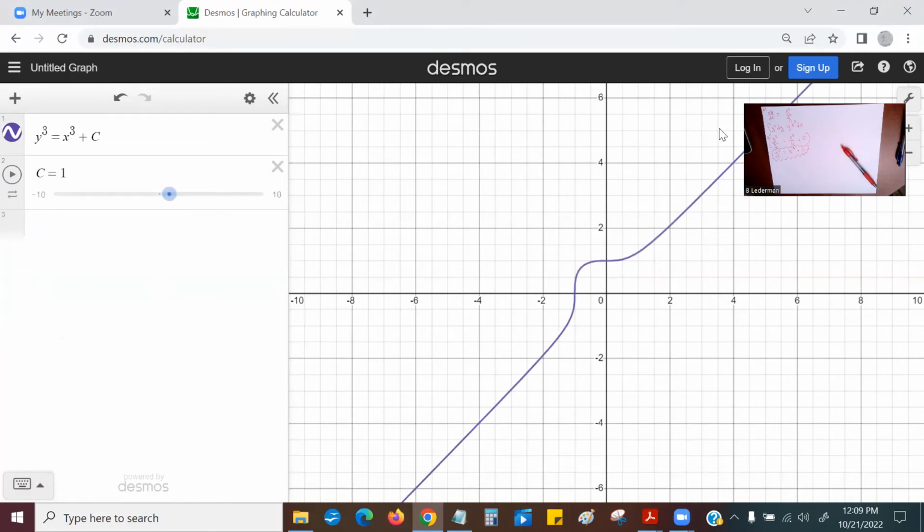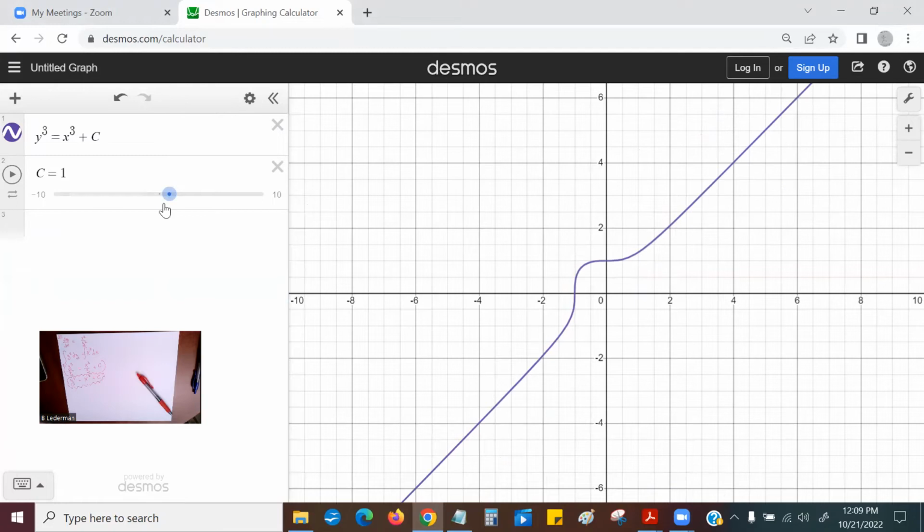Oh, that's a very interesting curve we got there. Let's see what happens with c. Oh, look at that. When I make c bigger, the bump gets bigger. Now when c is 0, we get a straight line, which makes sense, because y cubed equals x cubed means y equals x. So it's just a straight line.